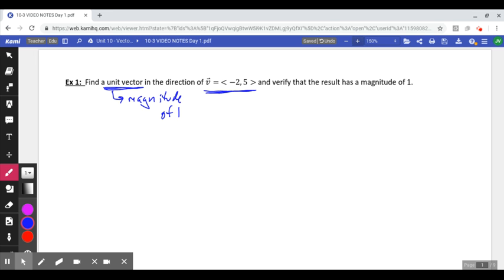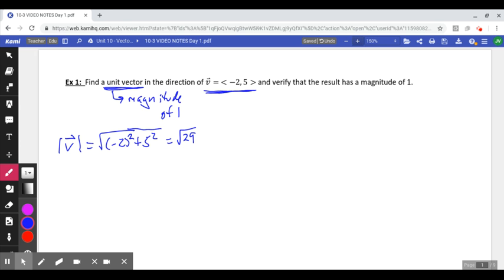To do this, what we need to do first is figure out what the magnitude of vector v is to begin with. So we'll do the square root of negative 2 squared plus 5 squared, which is the square root of 29.